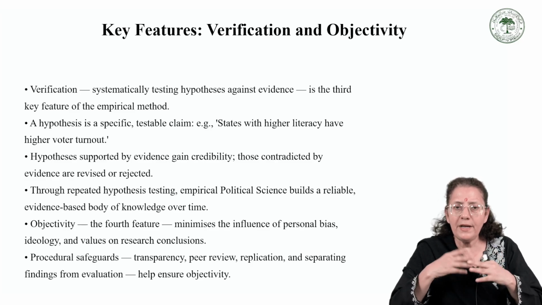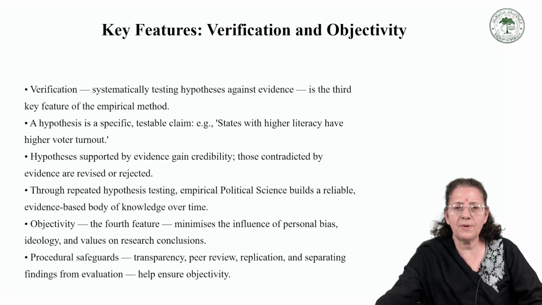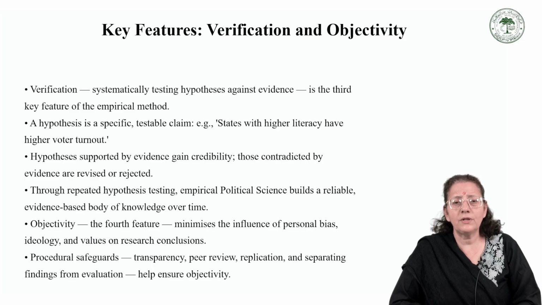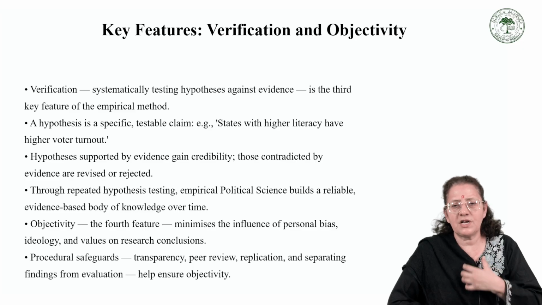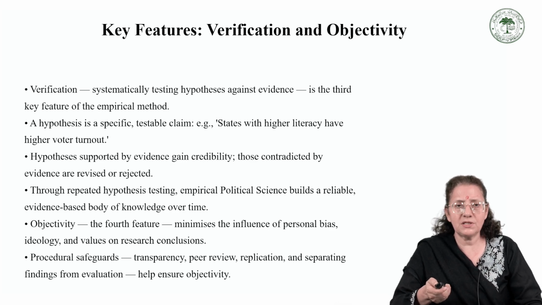Over time, through many rounds of hypothesis testing and verification, empirical political science builds a body of reliable evidence-based knowledge about political phenomena. The fourth feature is objectivity, the commitment to minimizing the influence of personal bias, ideology, and values on the research process and its conclusions. Procedural safeguards, transparency, peer review, replication, and separation of findings from normative evaluation help reduce bias and make empirical findings as reliable and objective as possible.